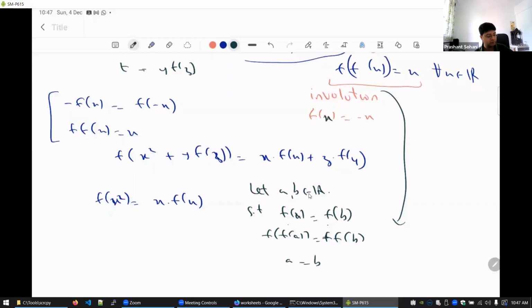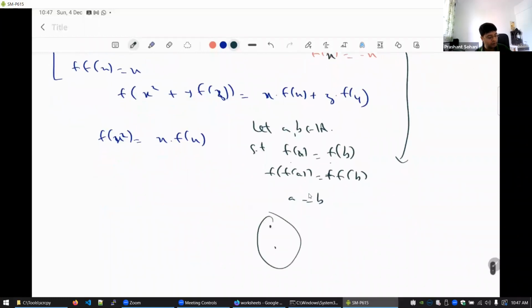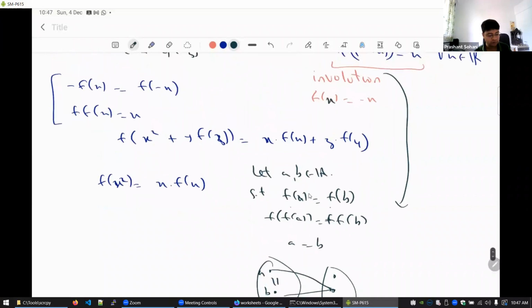So basically in terms of the picture that you can draw, if you have two points a and b whose output is the same, then the two points themselves have to be the same. That is what we mean by a 1-1 function, that there cannot be any value in the RHS which is taken by more than one value from the LHS. So f is also 1-1.